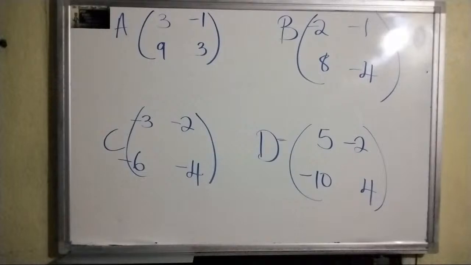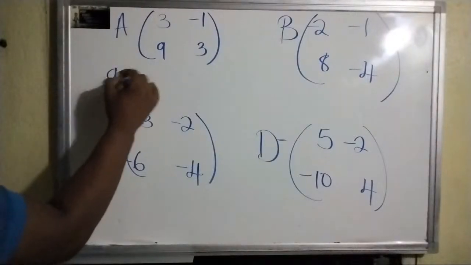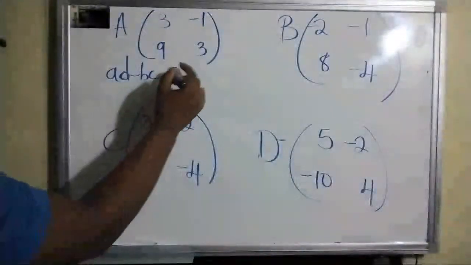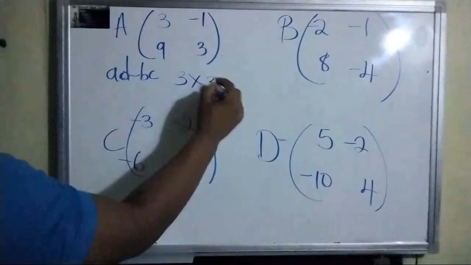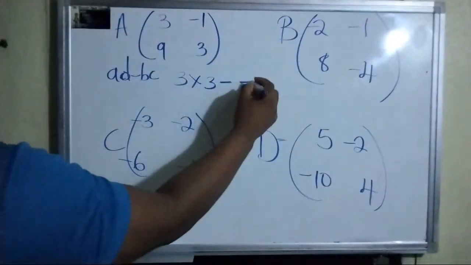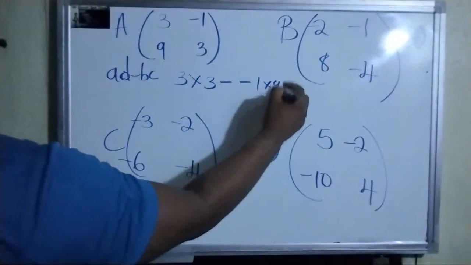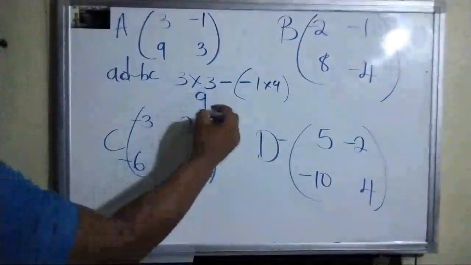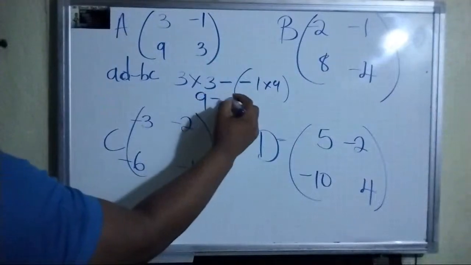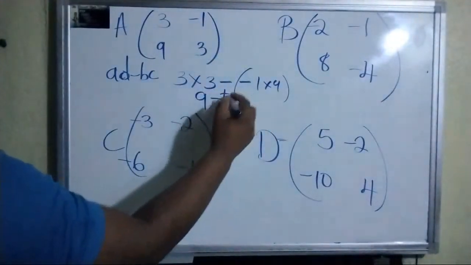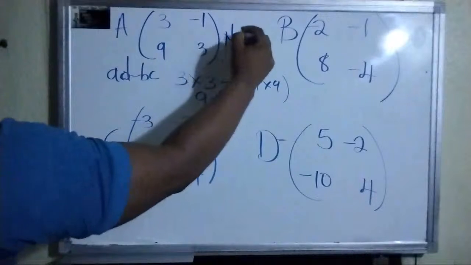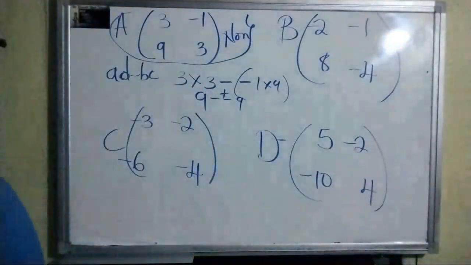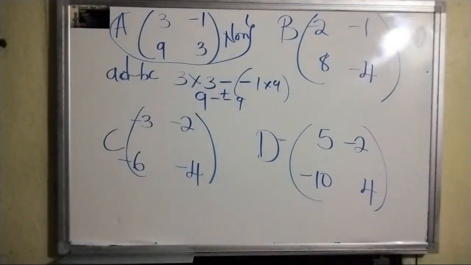Alright, so let's try them, guys. So AD minus BC. So that's 3 times 3 minus 1 times 9. See what I want to tricky? So 3 3s is 9. This is going to become minus 9, so this is none. We just put none, meaning non-singular. Alright? So A is non-singular.